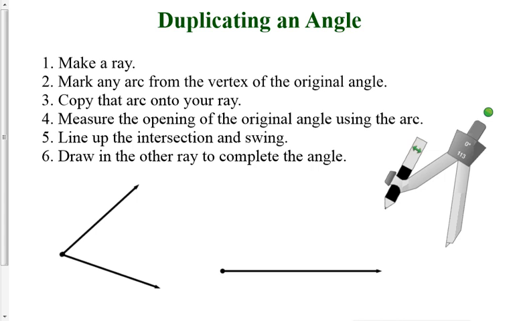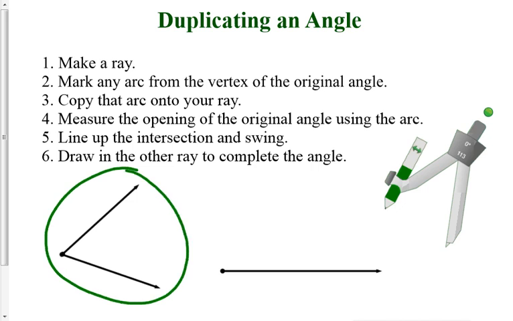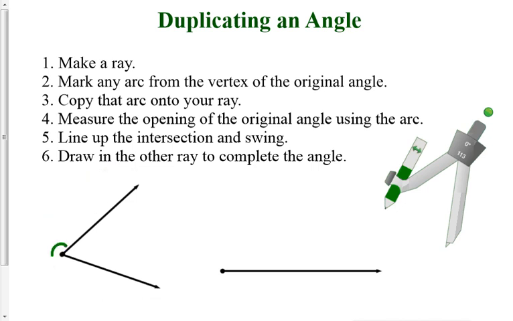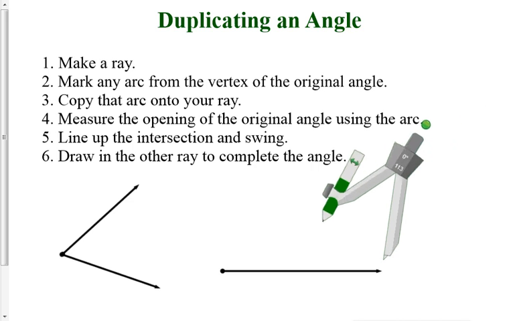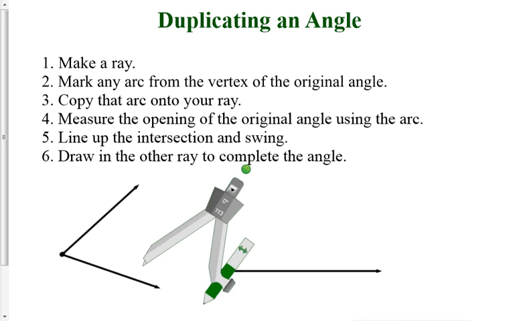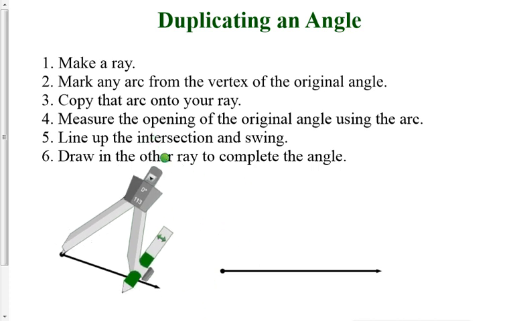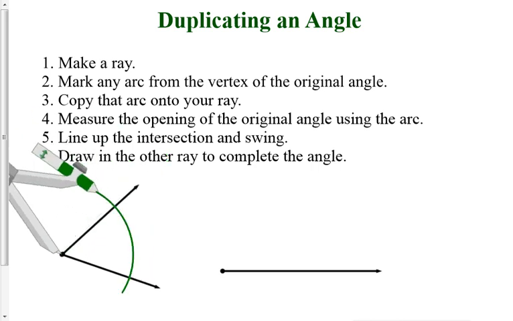Step 2, mark any arc from the vertex of the original angle. Okay, so that means that we're coming over here to our original angle, and we are going to go from our vertex right there, and we're going to strike any length arc with our compass. So let me bring this compass over. I'm going to put the point of the compass right on the vertex of that angle, and I'm going to strike an arc that goes through both rays of that angle.